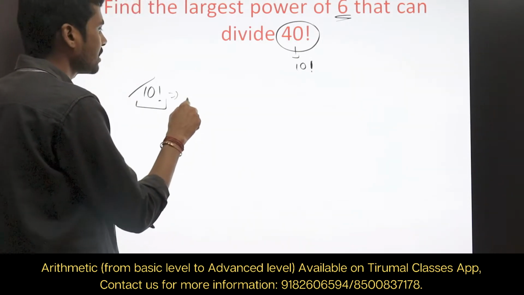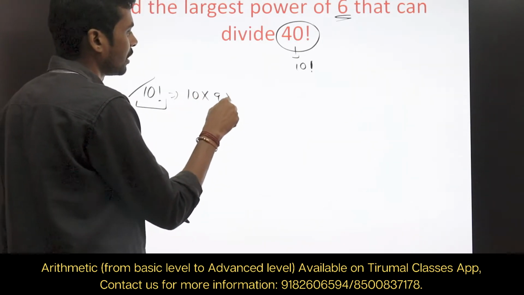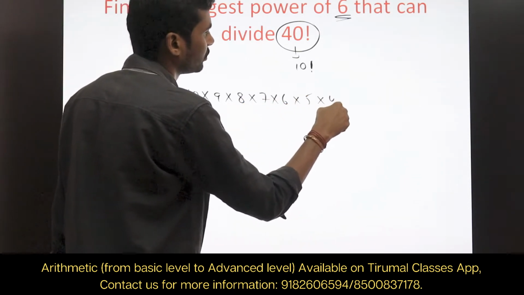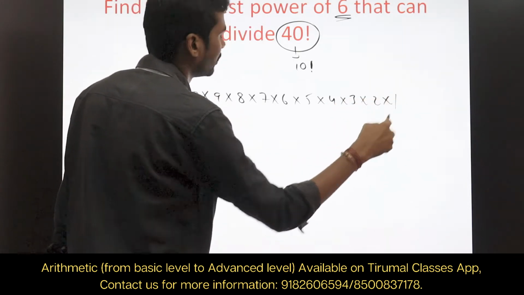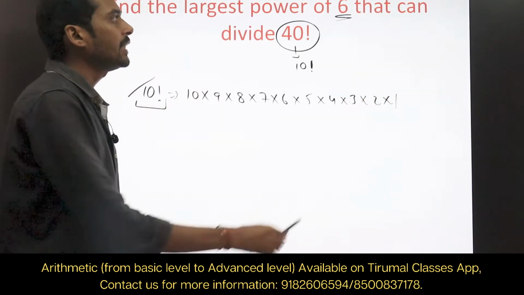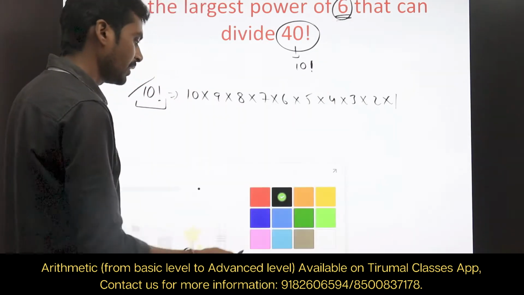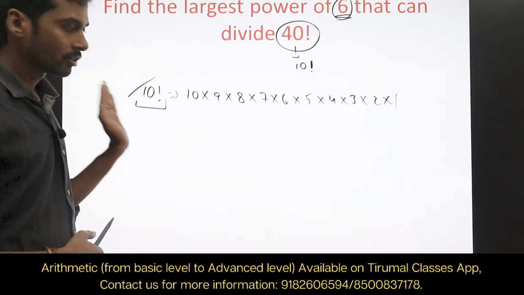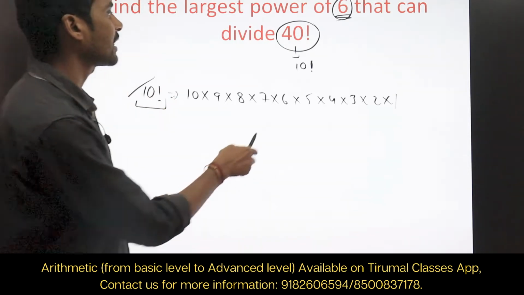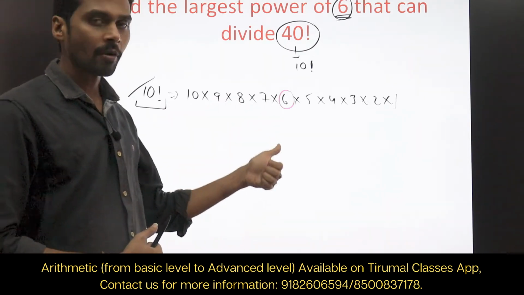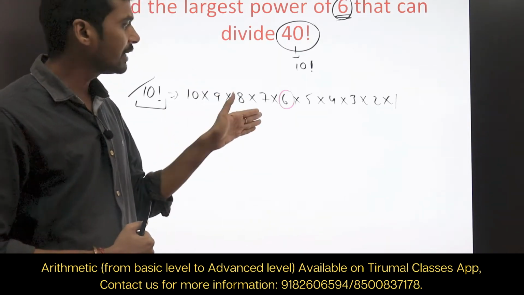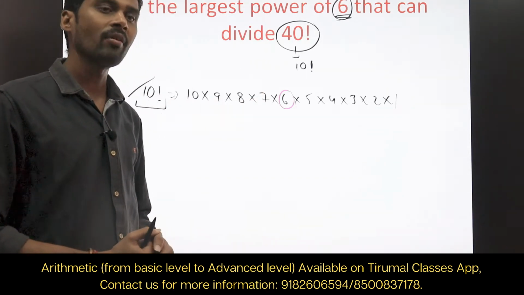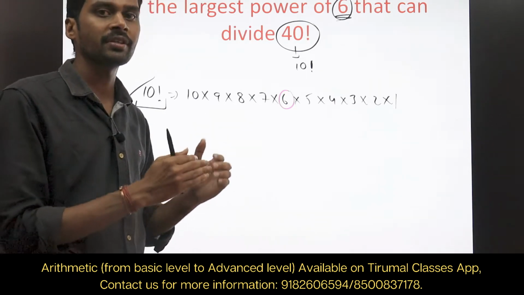10 factorial means how do you write it? 10 into 9 into 8 into 7 into 6 into 5 into 4 into 3 into 2 into 1, right? This is 10 factorial. Say how many times we are using number 6 here. If you glance at the product of 10 factorial, I can see number 6 directly, right? Yes, we had one 6. But is it the only number 6 we have in the complete product of 10 factorial? No. We have some other numbers which will give a combination of 6.